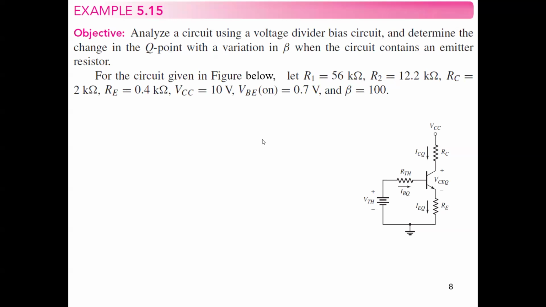So here in this example, we need to analyze the emitter-based circuit. The objective is to analyze a circuit using voltage divider bias circuit and determine the change in Q points. So we will assume firstly beta of 100, and we will see the effect of considering beta change from 50 to 150 and see if it is stable or not stable with this configuration. So starting again here, guys, starting from the Thevenin circuit.